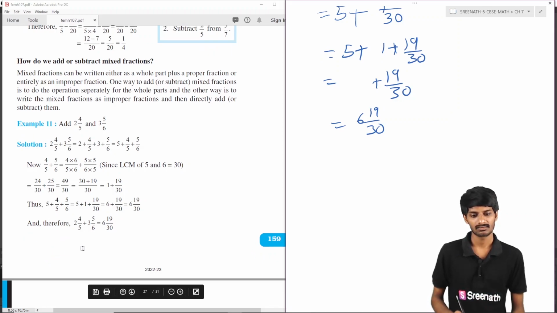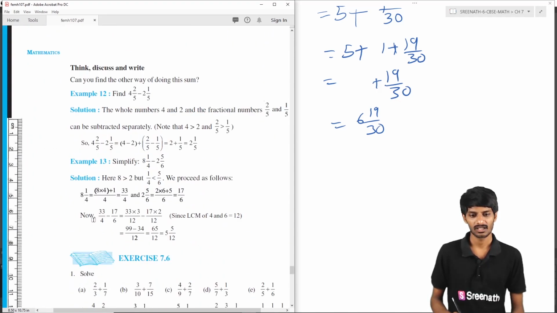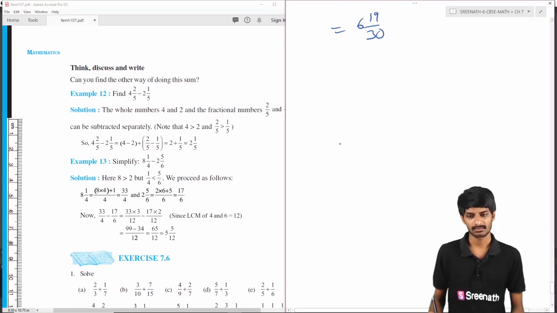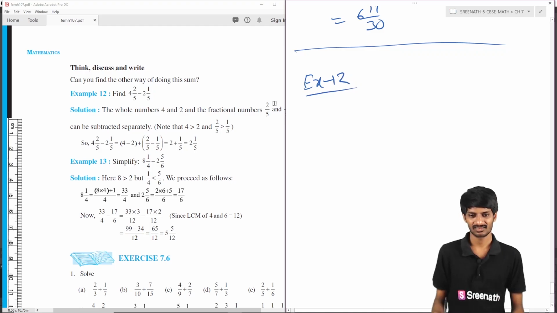Okay students, finally this plus this gives us this. So we have to separate these two things, students. I will do this, we have to do this. Next, 12.